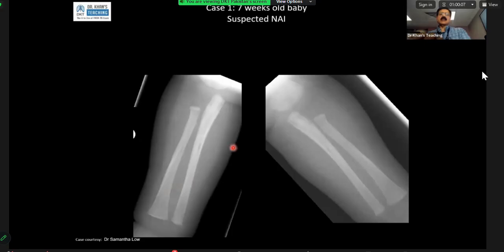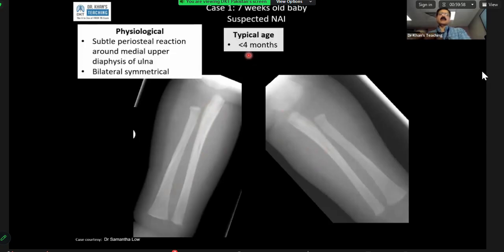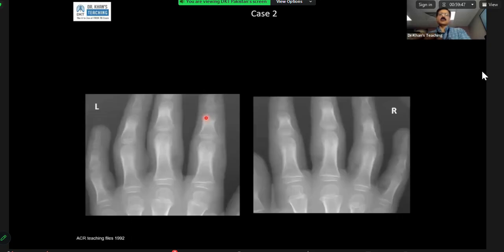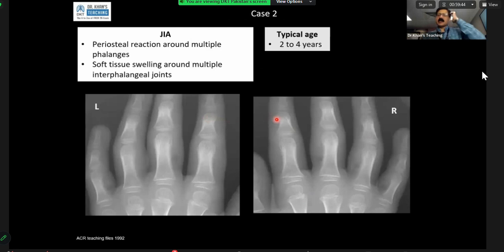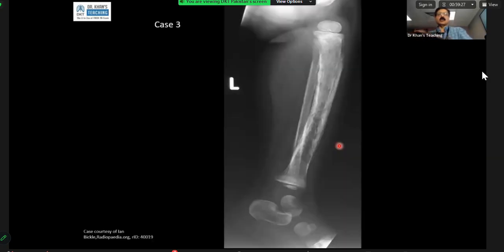This is the finding in NAI, where you can see this single lamina along the ulna, and classically, of course, there can be other bones also, but in this example, there is a ulna. It is not like the periosteal reaction which was in your case. This is a case of JIA, juvenile idiopathic arthritis. We will not even consider it in our differential diagnosis. This is 2 to 4 years, and the periosteal reaction is along the phalanges. So we'll not keep it in the differential.